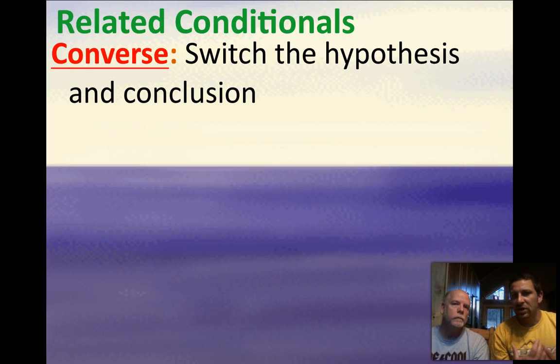And one of the parts of the if-then is what we call a converse. Basically, if my if-then is like this, the converse is we switch the hypothesis and conclusion. So the conclusion goes to the front, and the hypothesis goes to the back. That's what we consider a converse. And when we look at an example, it'll make some sense.